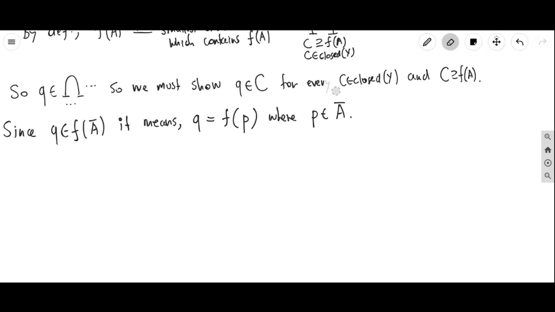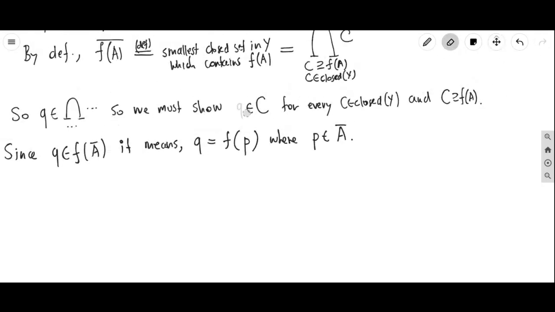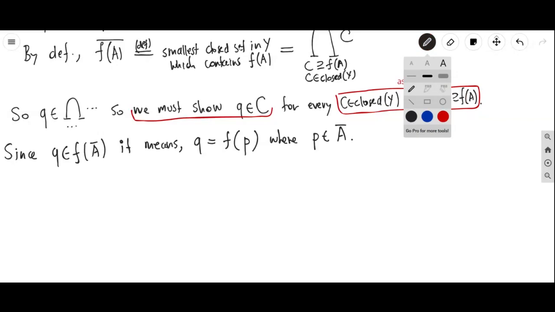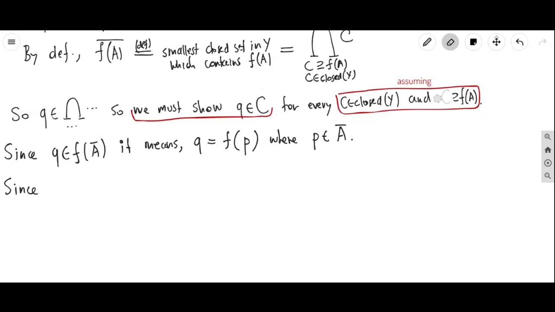Now, we have a closed set, and the closed set contains f of A. I think this will make it easier. This is what we must show for every such C, and this piece is now being assumed. If you pick a closed set with these properties, we have to show that Q is an element of that closed set. C contains f of A. So let's rewrite this. We're assuming this, and we have to show this under that assumption.